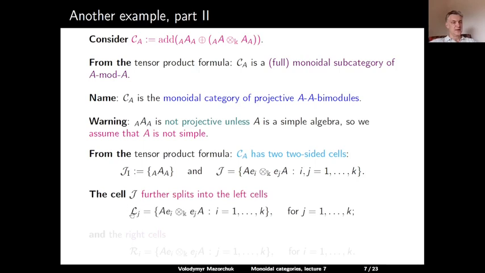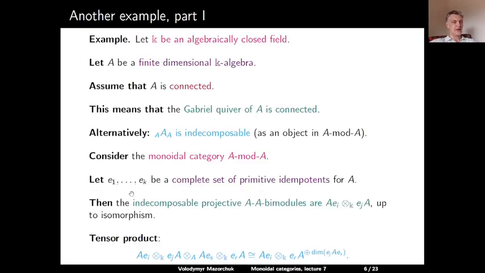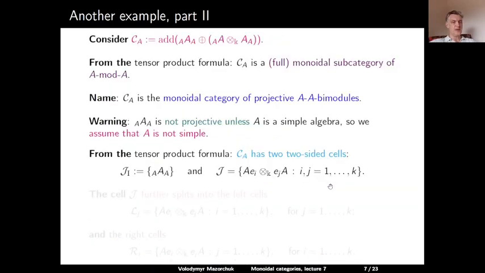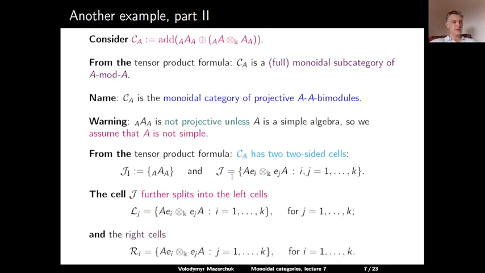So the left cell L_j: we fix the index j for the second component of the tensor product, and we vary the index i for the first component. So we have K primitive idempotents for A, and so we have exactly K left cells inside J. And similarly, we have K right cells inside J, where we fix the index in the first component, the index i, and then we vary the index j in the second component. So this is an explicit example of how cells look in this particular monoidal category.